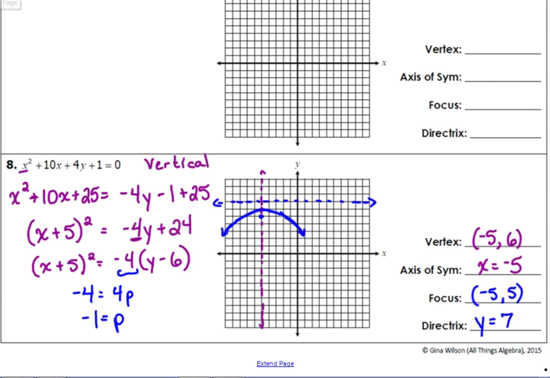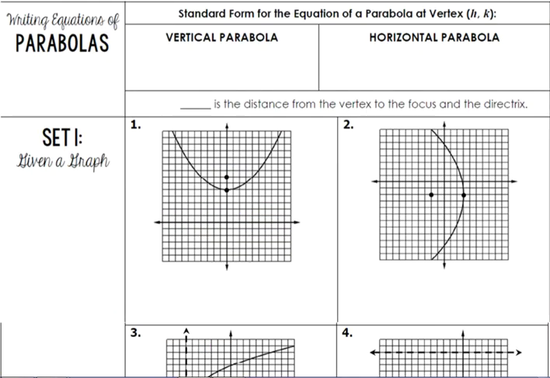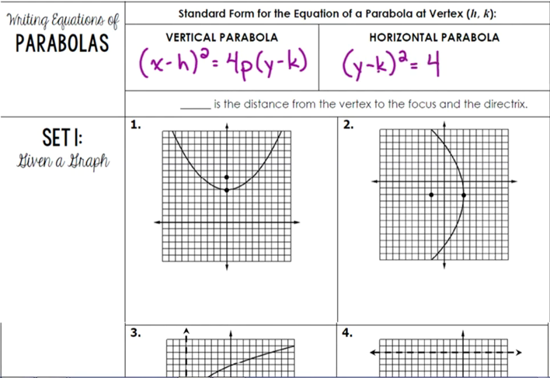Okay, just like we've done with the other ones, let's go the other way. If we're given some information, let's go backwards. So that we'll have it to reference, let's write our equation again. X minus h squared is equal to 4p times y minus k. The horizontal, y minus k squared is equal to 4p times x minus h. And just as a reminder, p is the distance from the vertex to the focus and from the vertex to the directrix.